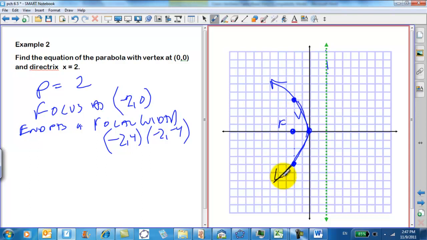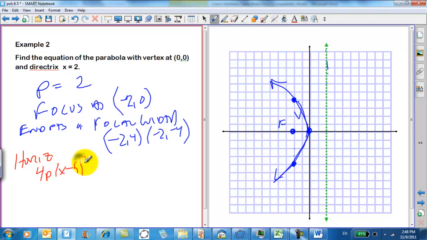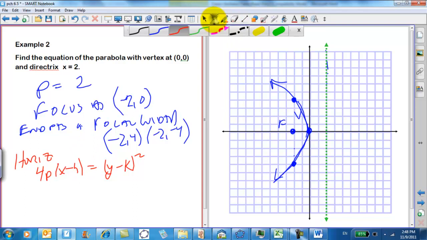Now for the equation, we know the standard form since it is horizontal, and I know that because of the orientation of the directrix. If the directrix is vertical, the axis of symmetry will be perpendicular to it, making a horizontal parabola. And a horizontal parabola is 4p times x minus h equals y minus k squared. I put one too many squares in there.